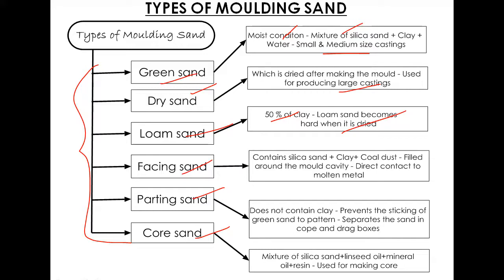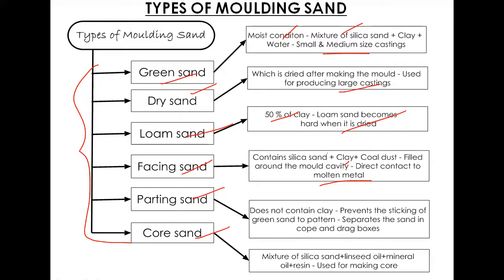Facing sand, as already said. When you pour the molten metal, you use facing sand near that area, about 15 to 20 mm around the mold cavity. The facing sand contains silica sand, clay and coal dust, filled around the mold cavity in direct contact with the molten metal. Compared to the other portions, facing sand is used near the mold cavity.